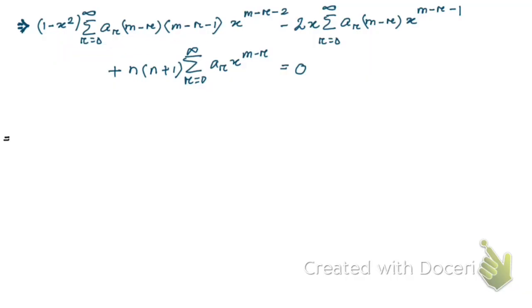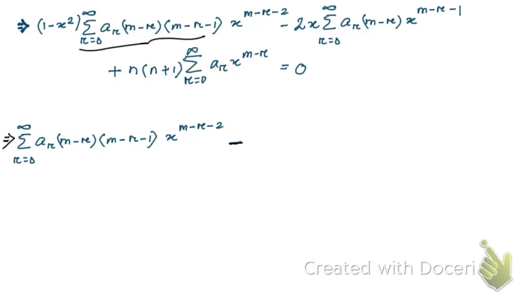Okay, so hope you have understood this. Then doing so, what we're going to have, just give me a second. Okay, so let me write. So 1 into summation r, ar, m minus r, into m minus r minus 1, into x to the power m minus r minus 2. Okay, now minus, here we have put minus, then multiply this term by x square.